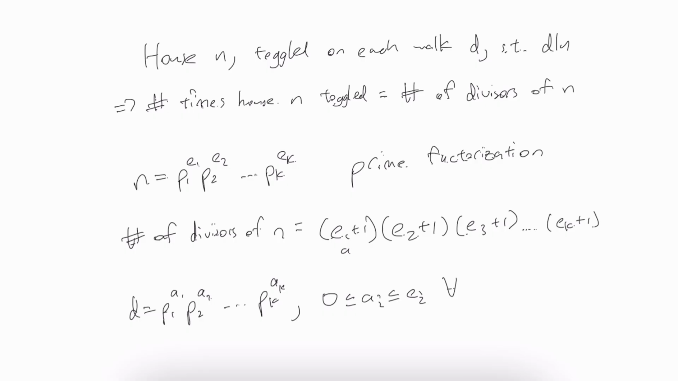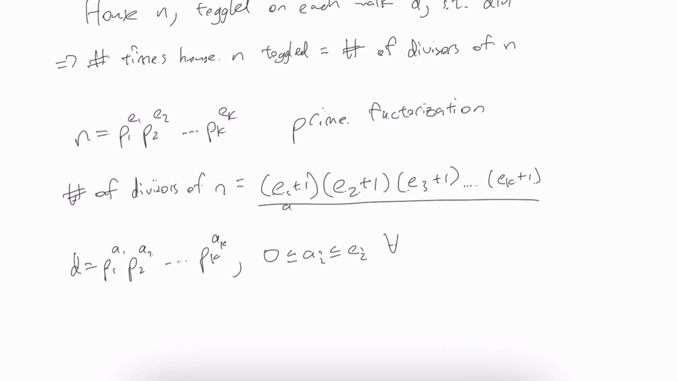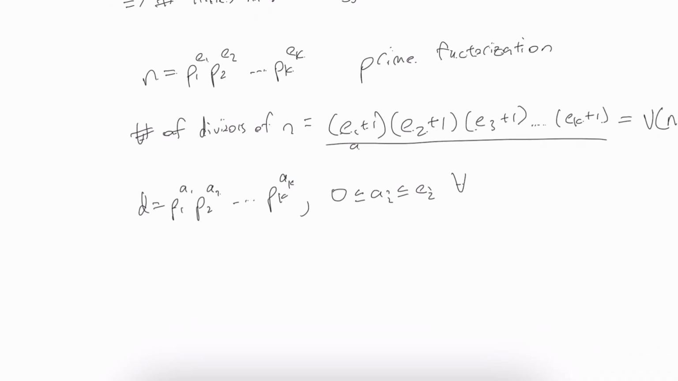So we want to show that this, let's call it v of n, the number of divisors of n, is odd for squares and even for non-squares.